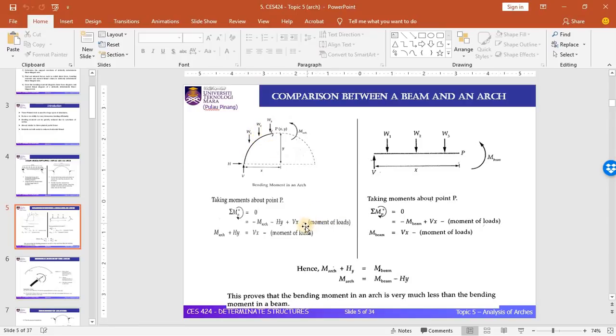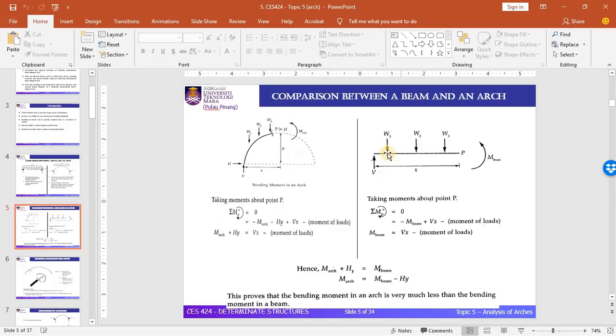Okay, so this moment of loads is according to W1, W2, and W3. Rearranging these equations, you can see that M arch plus Hy equals Vx minus moment of loads. So this is the first equation of an arch. We will compare this equation with respect to the beam later on, and let's focus on the beam.